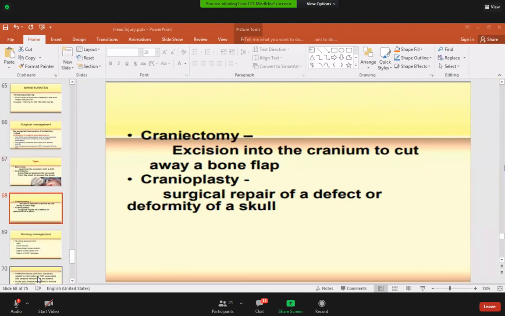We can go for cranioplasty if there is a comminuted fracture, or if there is a deformity of the skull that needs to be repaired. You can go for a cranioplasty. We take a bone graft from some other area, or even bones from some other area, and we can replace it there.